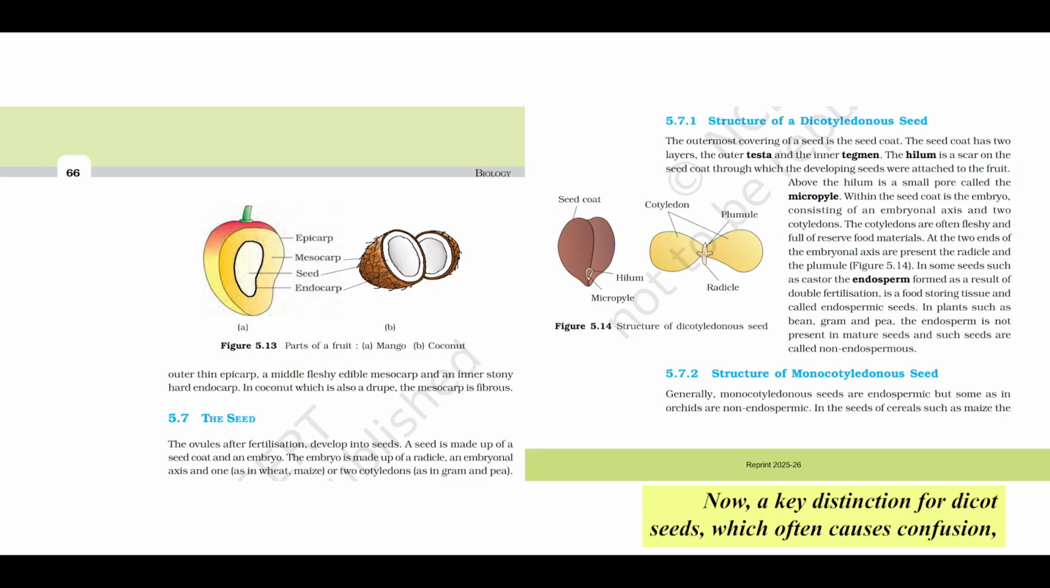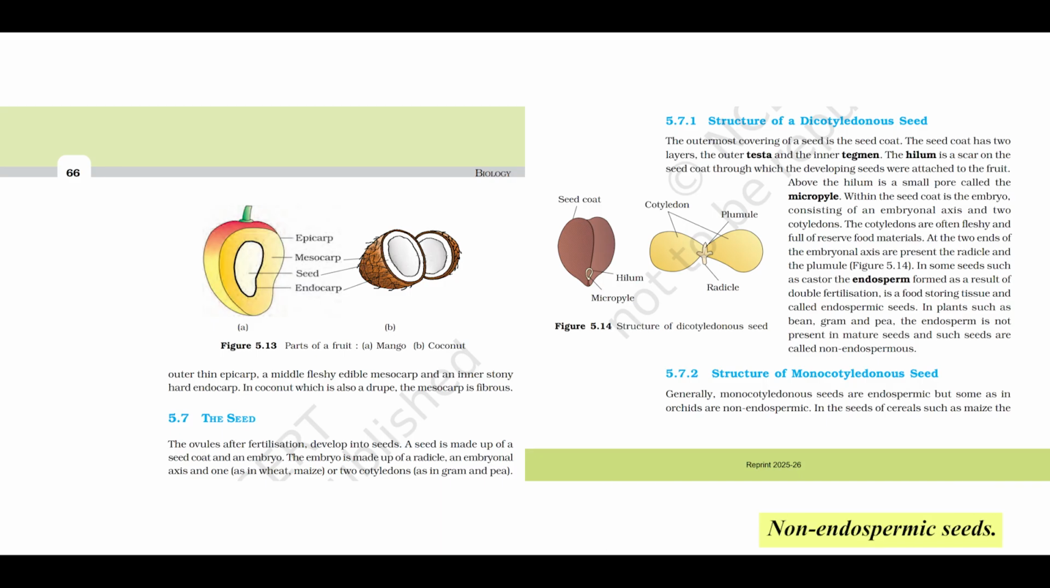Now, a key distinction for dicot seeds, which often causes confusion, is whether they are endospermic or non-endospermic. Endospermic seeds. In some dicot seeds, like castor, which gives castor oil, the endosperm, a nutritive tissue formed during double fertilization, persists as a prominent food-storing tissue, even in the mature seed. The cotyledons in these seeds are often thin, and the embryo utilizes this surrounding endosperm during germination.